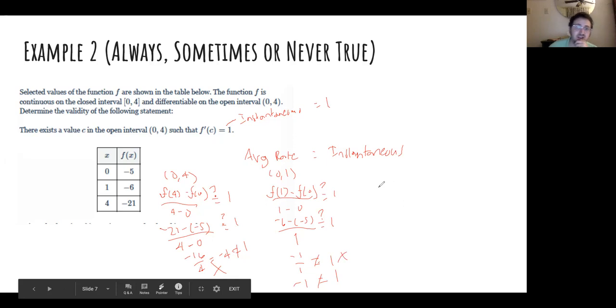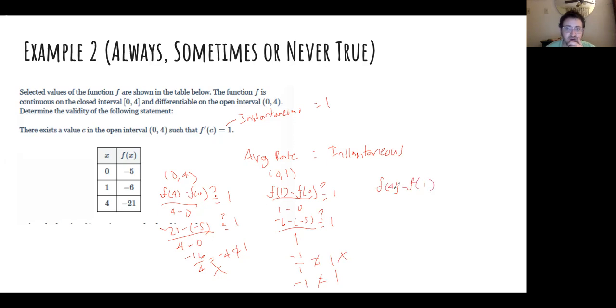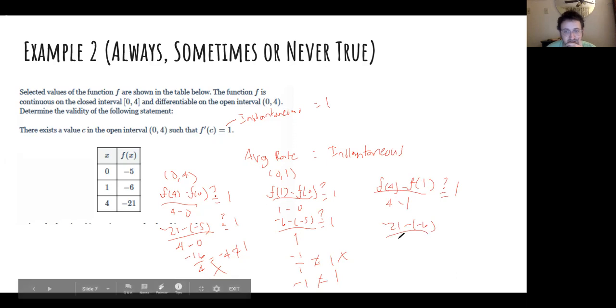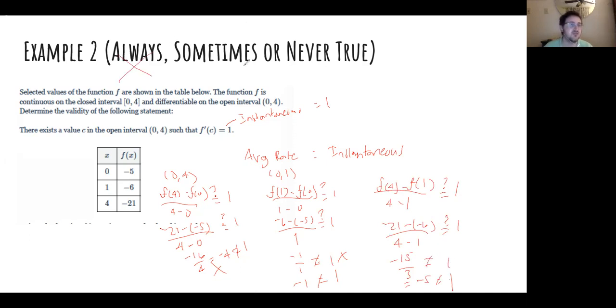All right, we have one more chance to get that average rate of change. So I'm going to do f of 4 minus f of 1 over 4 minus 1, and I'm going to see, does it equal 1? So I'm going to plug in negative 21 minus negative 6 over 4 minus 1, and does that equal 1? So in this case, it's going to be negative 15 over 3, and that's negative 5, which clearly does not equal 1. So it's not going to be always true.